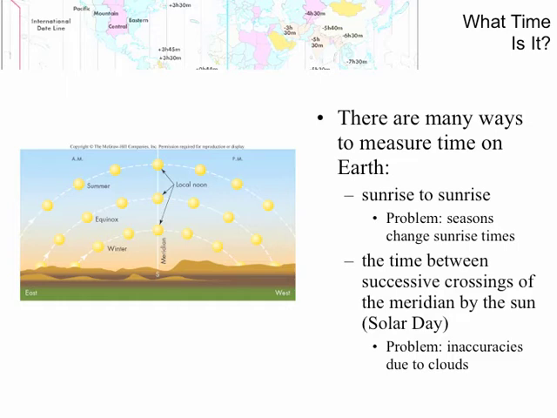Another strategy is to try and measure the highest point of the Sun in the sky and call that noon. However, this is subject to inaccuracies because it's difficult to pinpoint the exact moment that the Sun is highest in the sky. And also, if there are cloudy conditions, it may be difficult to see where the Sun is located.